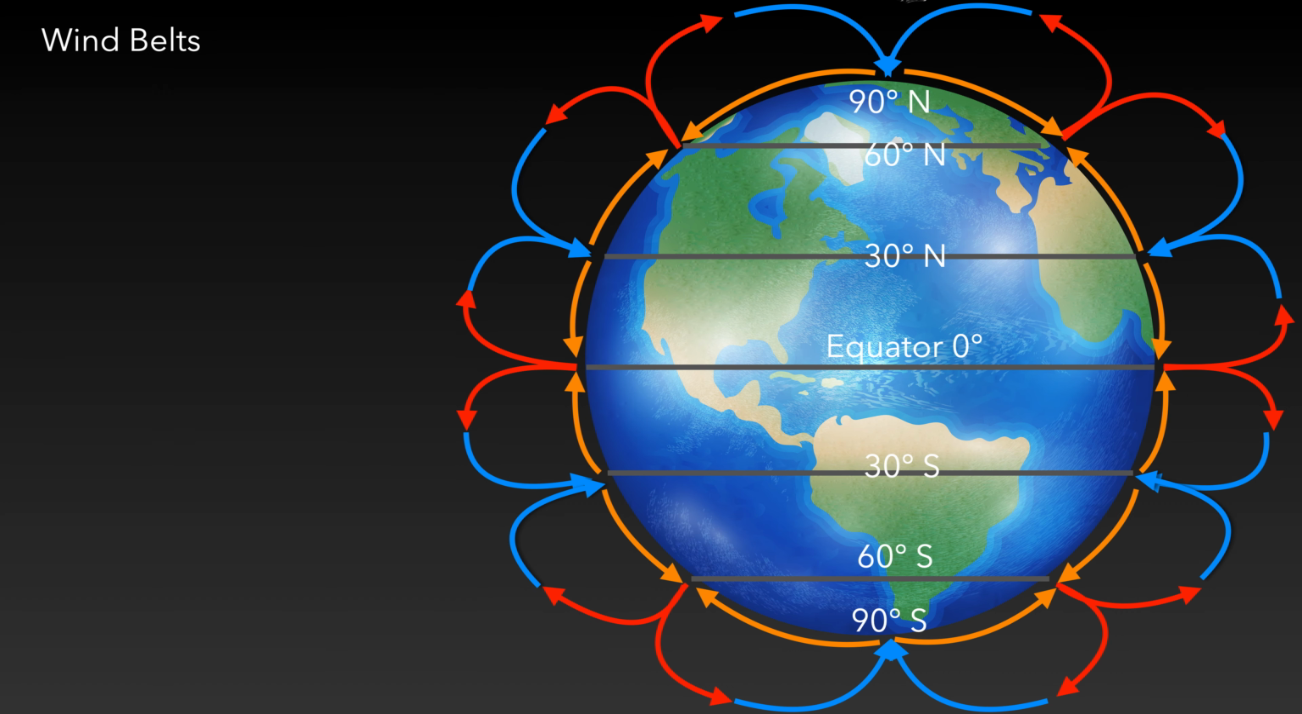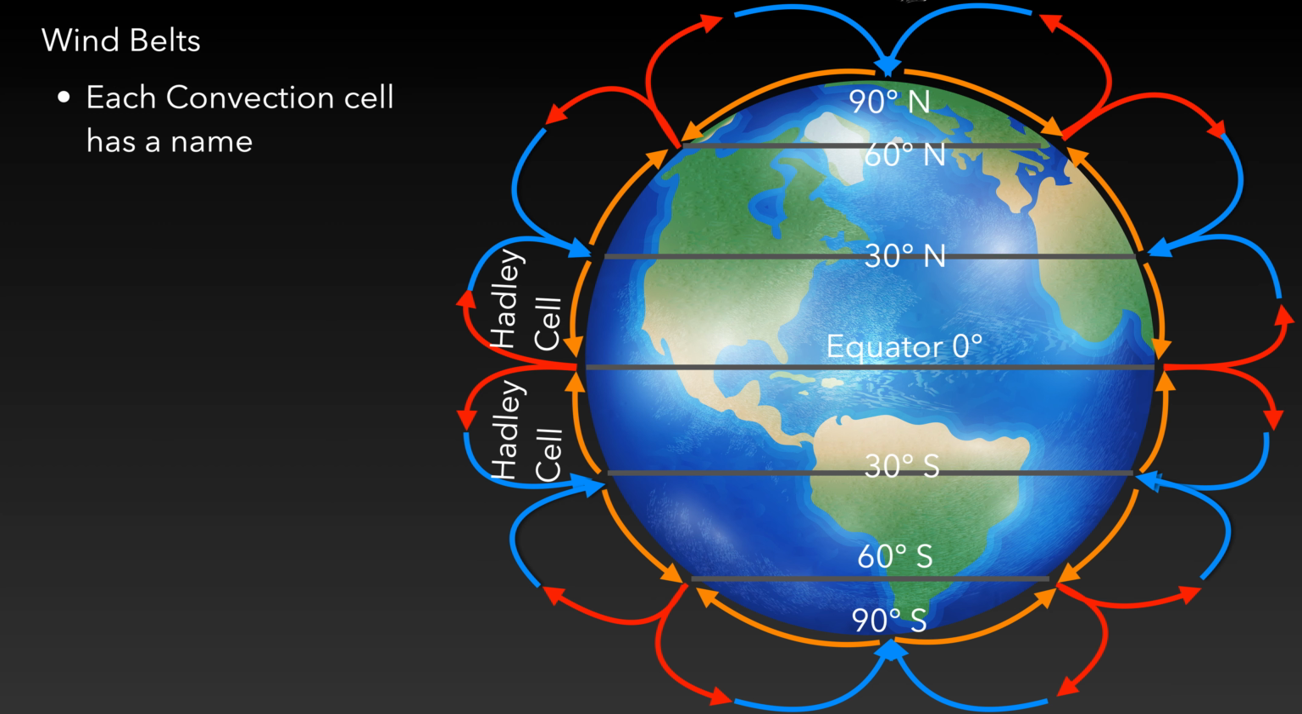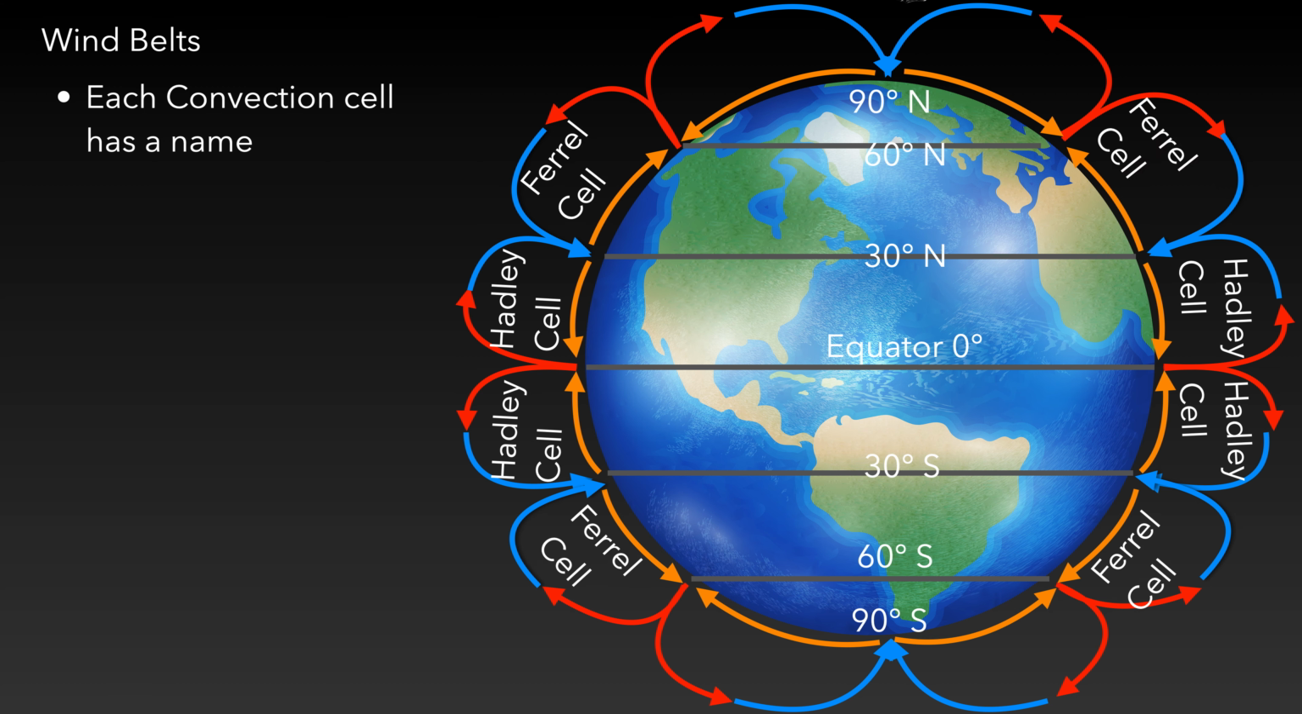Each of these convection cells has a name, and knowing their name and how they interact will be important as we move forward. The convection cells that are closest to the equator are called the Hadley cells, so each of them has the same name. The next ones up between 30 and 60 degrees will be the Ferrel cells, and then the ones that are closest to the poles are aptly named the polar cells.